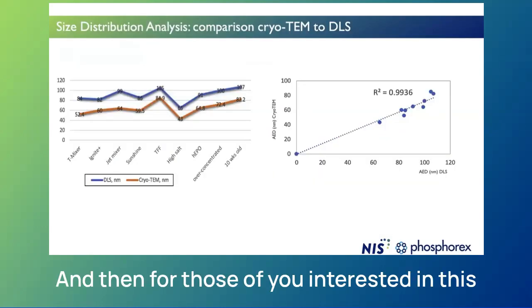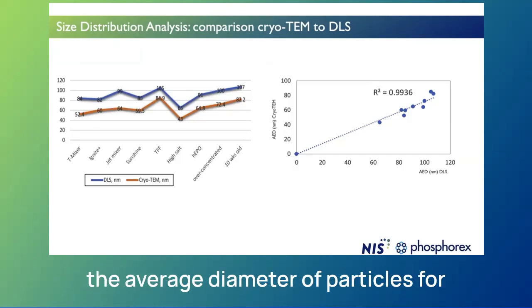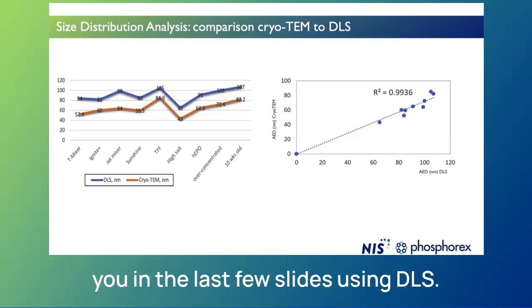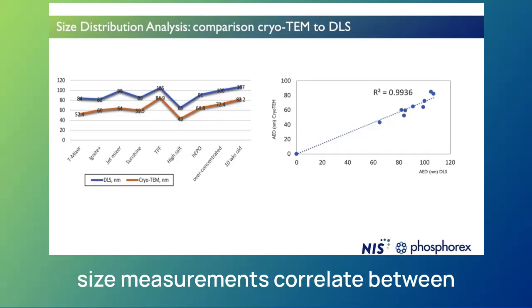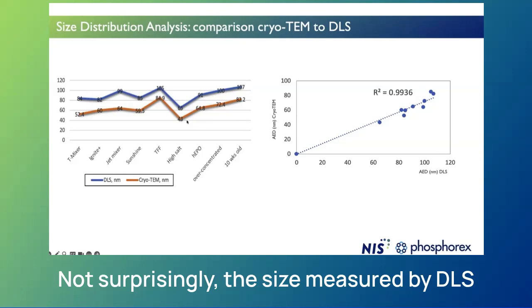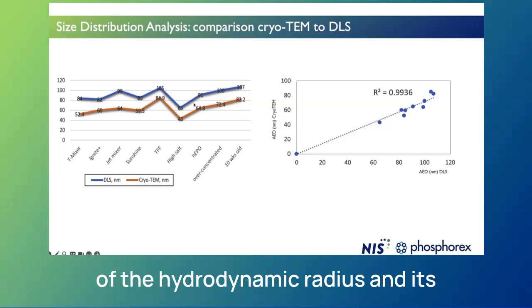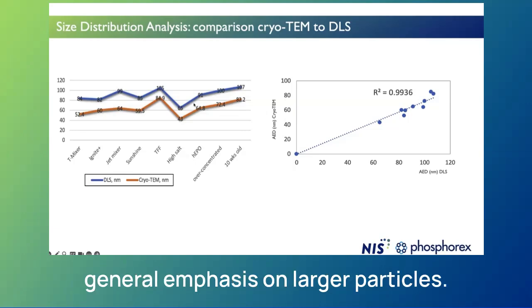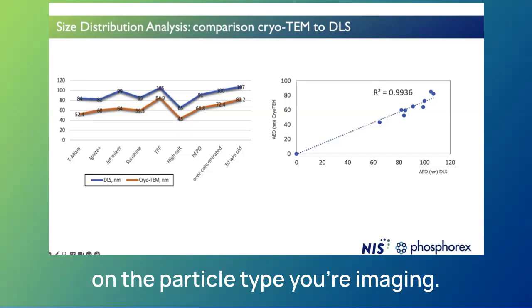And then for those of you interested, in this experiment, Phosphorex also measured the average diameter of particles for each of the conditions I presented to you in the last few slides using DLS. And here you can see how well the size measurements correlate between DLS in blue and Cryo-EM in orange. Not surprisingly, the size measured by DLS is generally larger due to measurement of the hydrodynamic radius and its general emphasis on larger particles. How much this difference is likely depends on the particle type you're imaging.